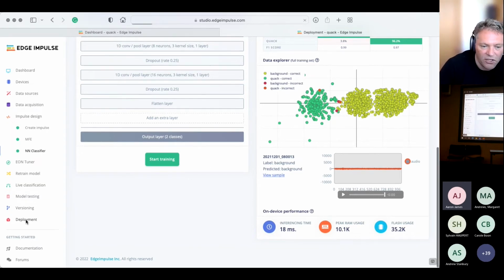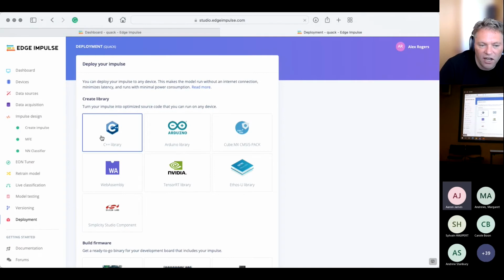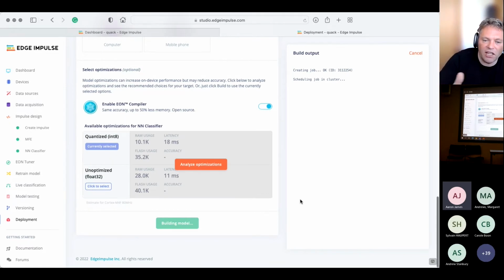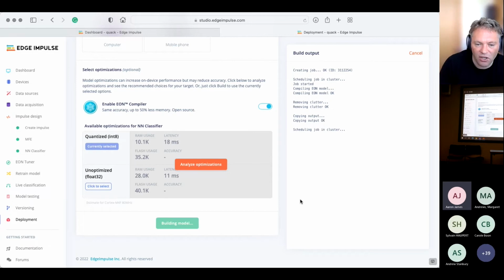And then the last stage, the stage that we're trying to automate at the moment, is this deployment stage. Here we can select a C++ library, build the model, and just download that model. What we're doing is developing the tooling so that we can take that model and turn it into firmware that we can just run on AudioMoth. What we end up with at the end of that process is a custom firmware that can recognize the quacking frog against the background and only make recordings when it hears the quacking frog.